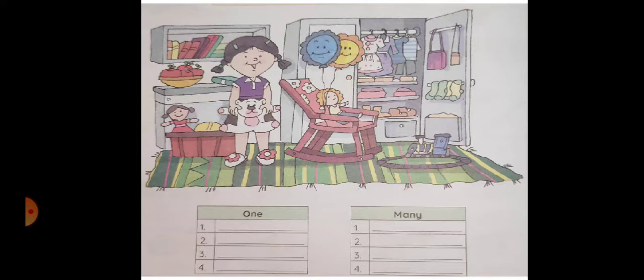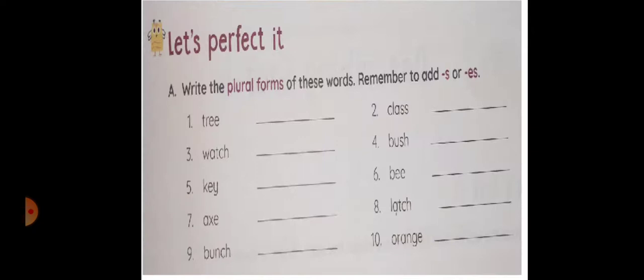See here, once again the girl is showing her bedroom. Down below, 2 boxes are given. On the left side it is given one and on the right side it is given many. It means you need to write from the help box the singular forms on one side and the many forms, that is plural forms, on the other side. Okay children, you will write it. Then now next, let's perfect it.